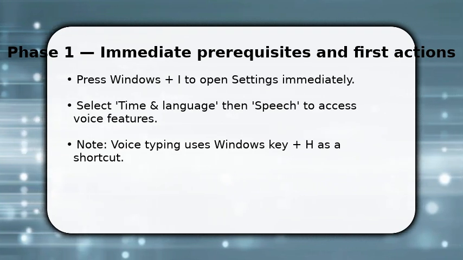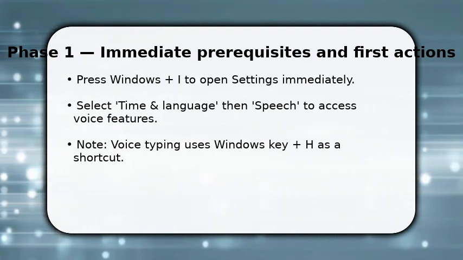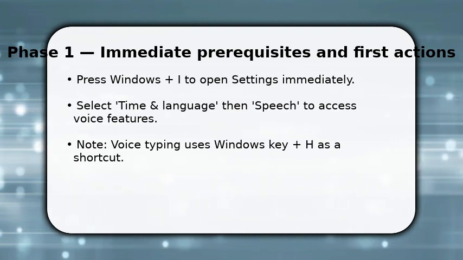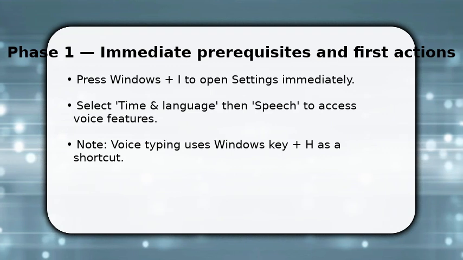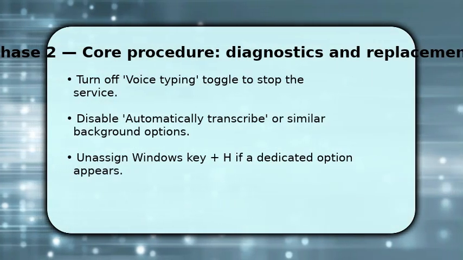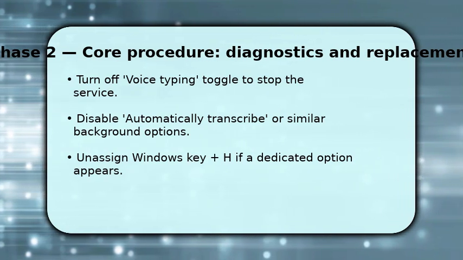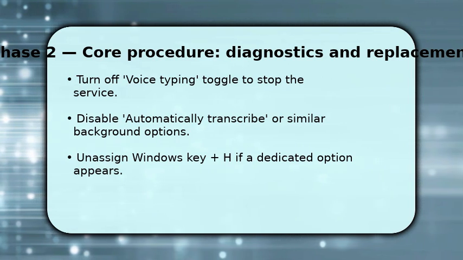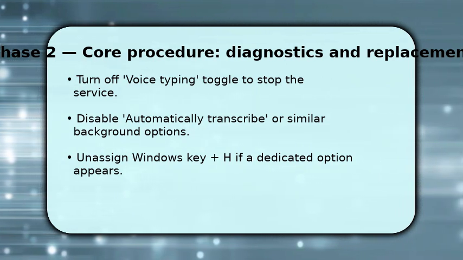Once done, you will change both the shortcut and the service toggle to prevent accidental activation, so pay attention to each control. Now you disable the core features. Turn off the voice typing toggle to stop the service from listening. Next, check for any automatic transcription or background access settings and switch those off so processes don't run silently.